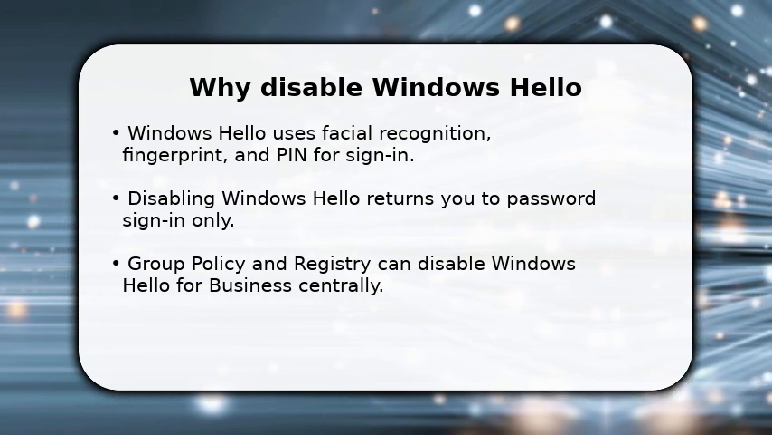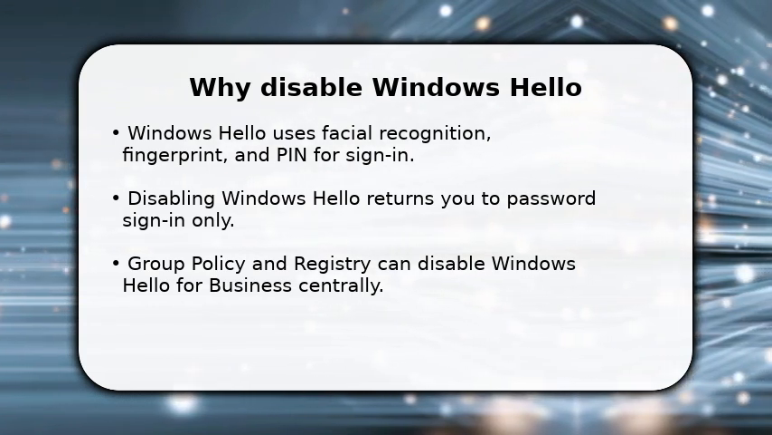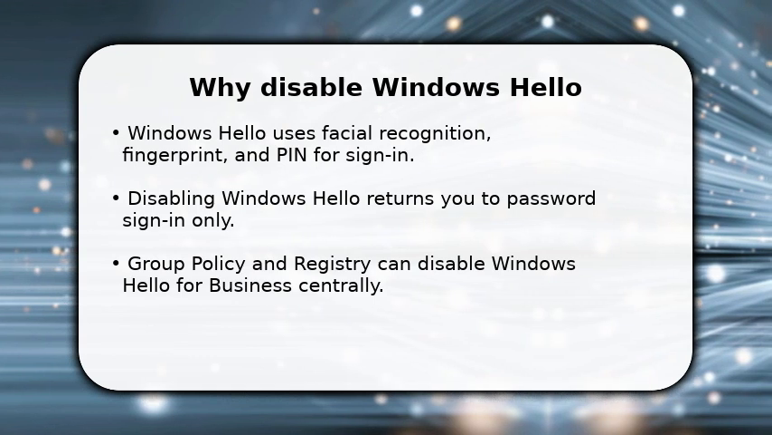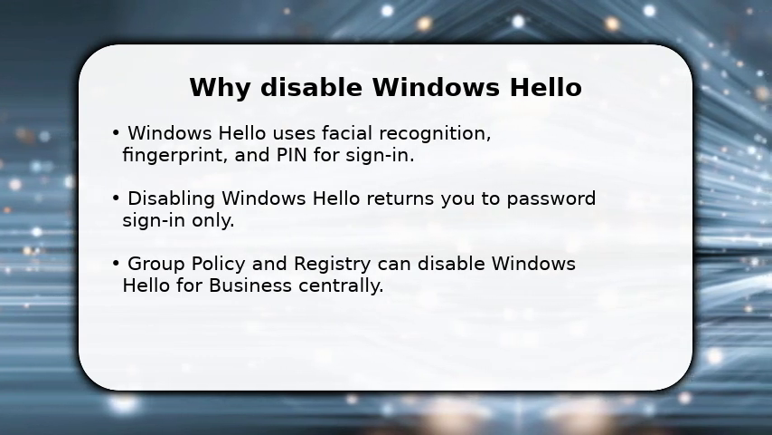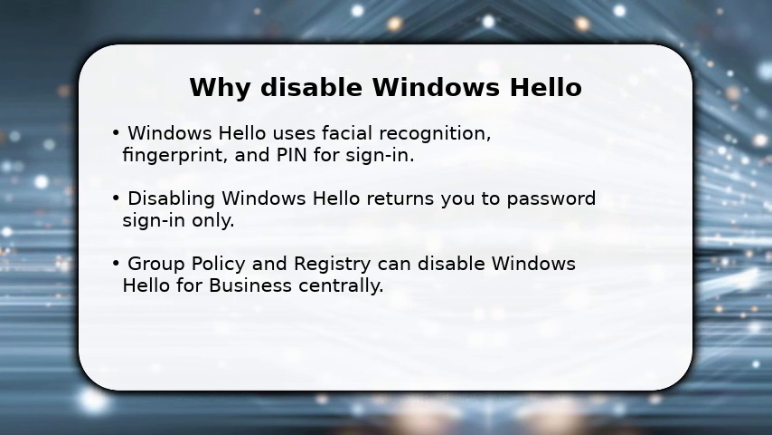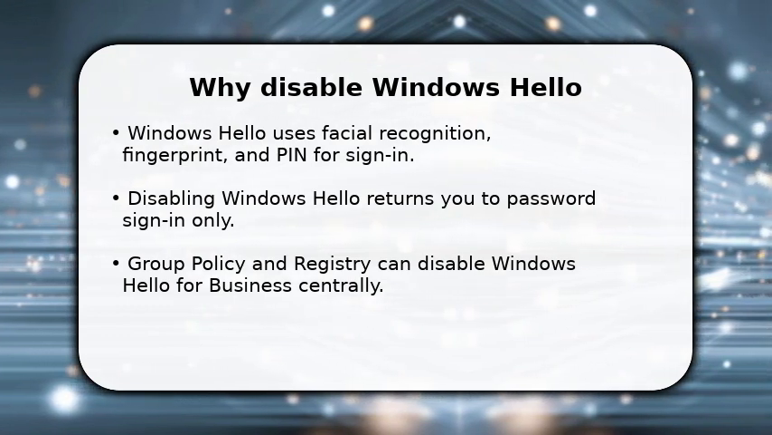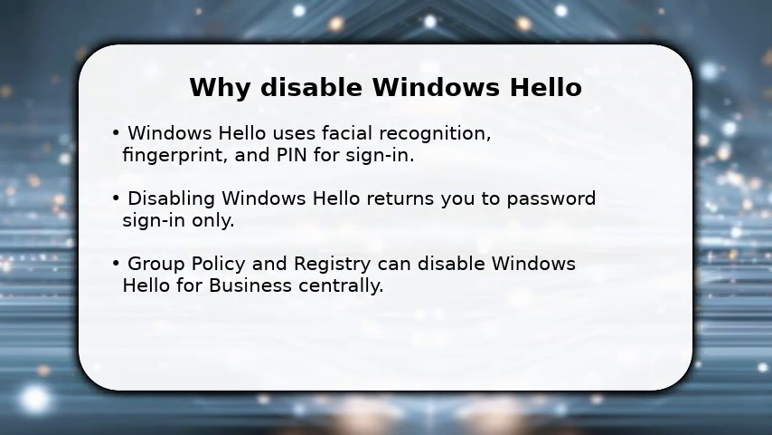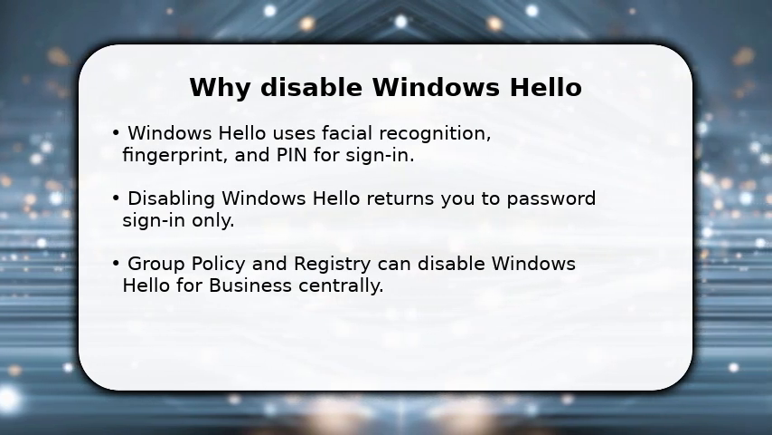These steps cover user settings, local removal of the PIN, and administrative enforcement with group policy or registry keys. Follow steps carefully and back up your system before applying group policy or registry changes to avoid accidental lockouts.